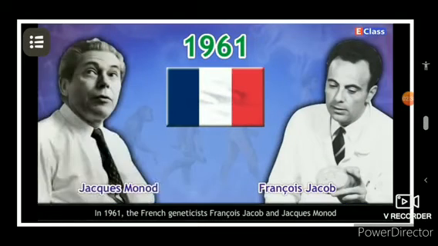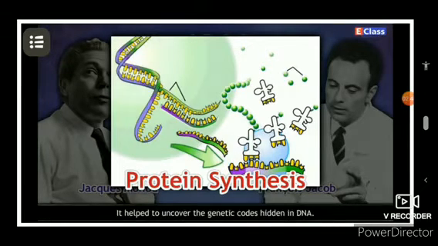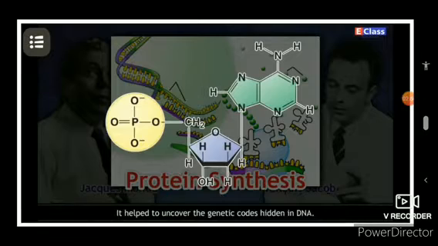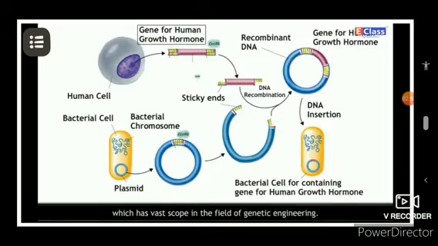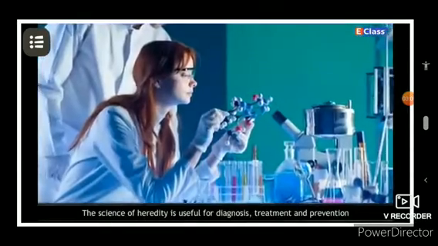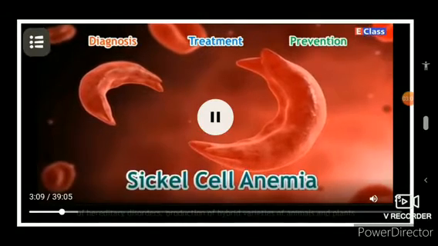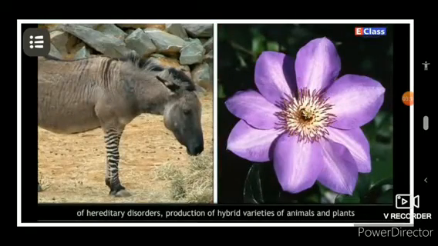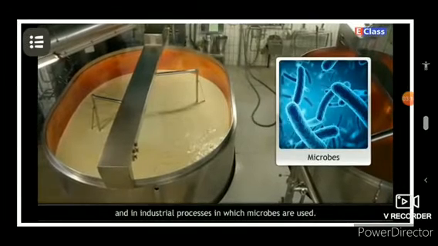In 1962, geneticists Francois Jacob and Monod proposed the protein synthesis theory, and it helped to uncover the genetic codes. The recombination of DNA technology has vast scope in the field of genetic engineering. The science of heredity is useful for the diagnosis, treatment, and prevention of hereditary disorders such as sickle cell anemia, and in industrial processes in which microbes are used.